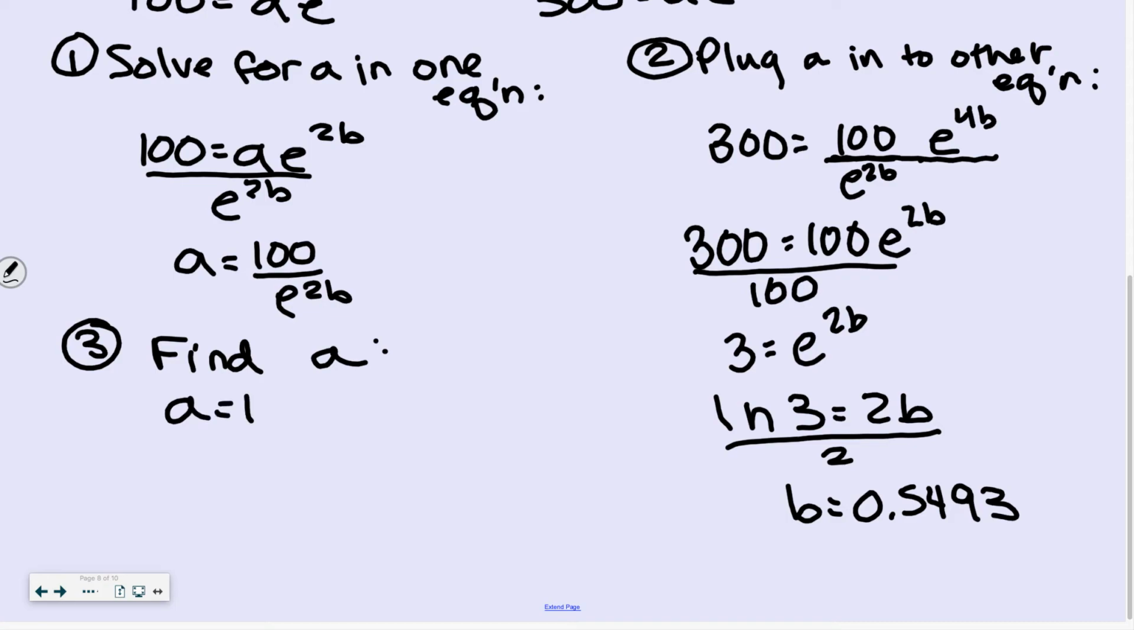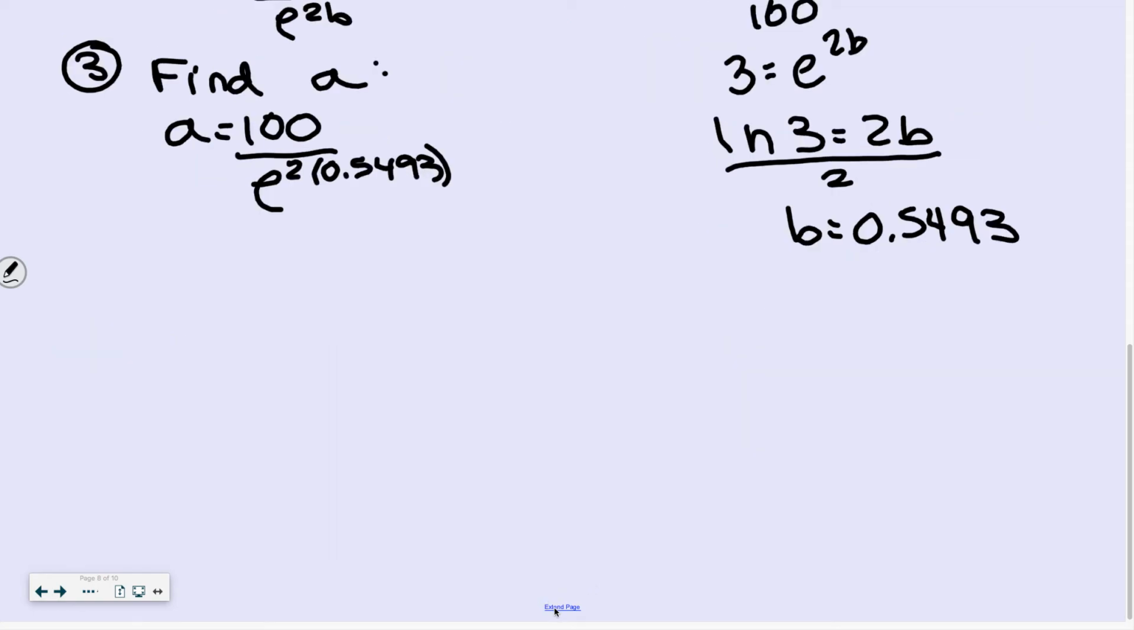So A equals 100 over e to the 2 times 0.5493. It's just like when you solve linear systems: after you find x, plug x back in to find y. And so after you find B, plug B back in to find A. Okay, I get A equals 33.33.